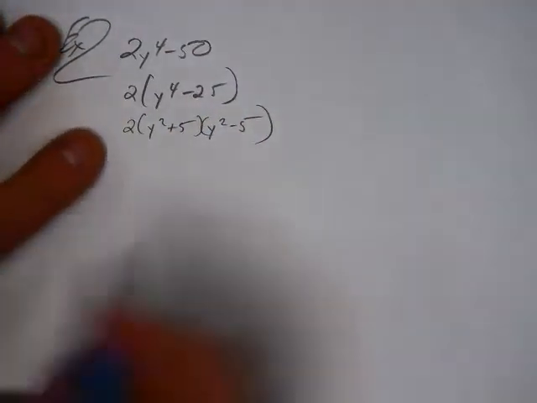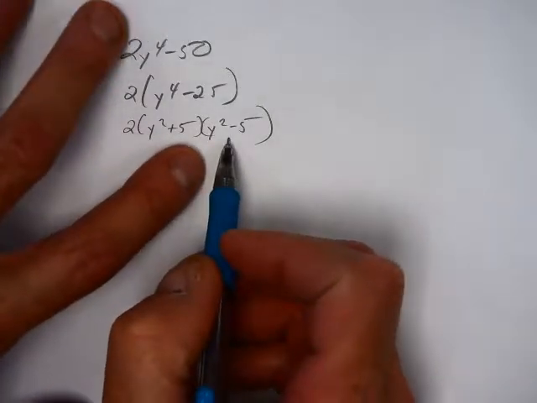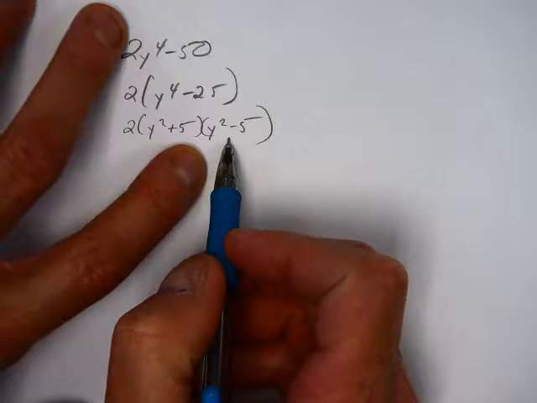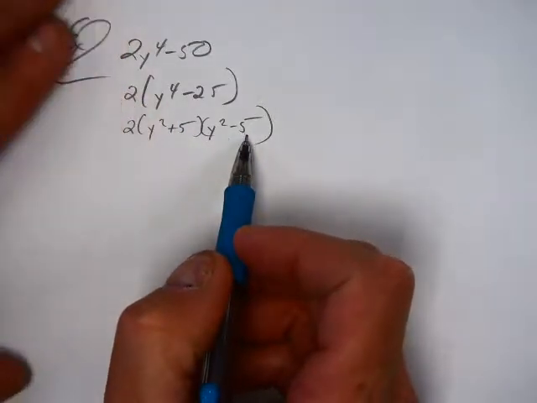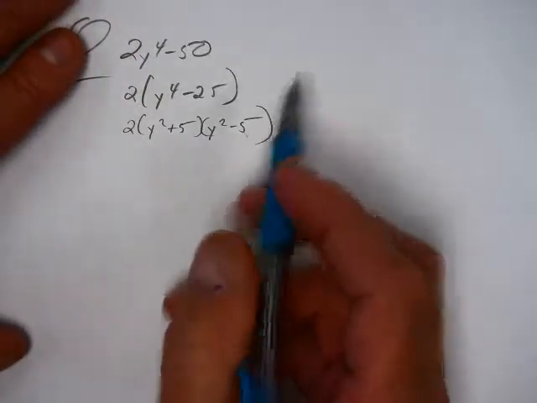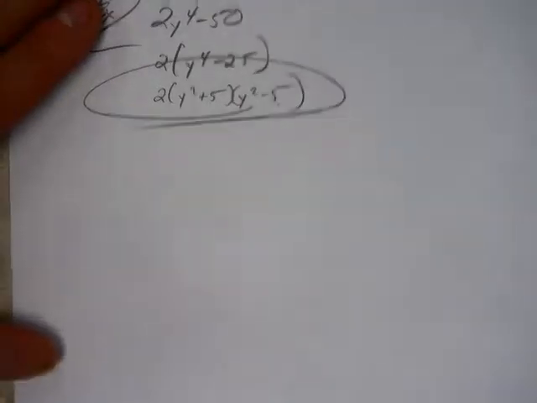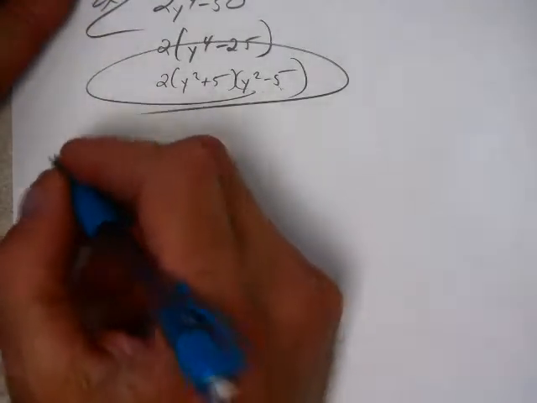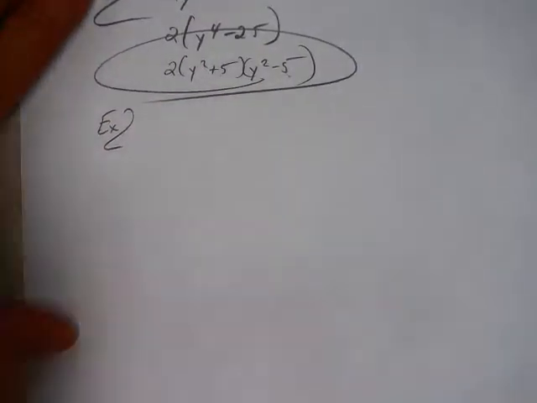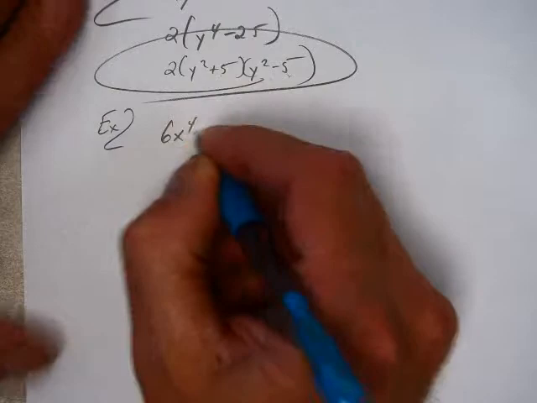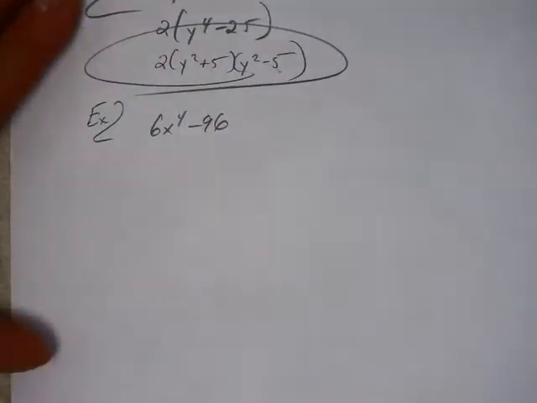Okay, so the 2 I can't break down. The y squared plus 5 I can't break down. Can I break down the y squared minus 5? I can't. That's not a perfect square. If it was a perfect square, I could break it down to another level. But we've got to have something we can break up into something times itself. Okay? So here we go. I want you to try this example: 6x to the 4th minus 96. Go. Factor it.